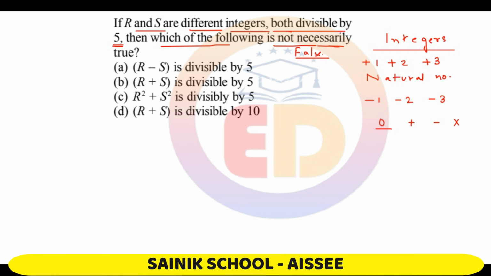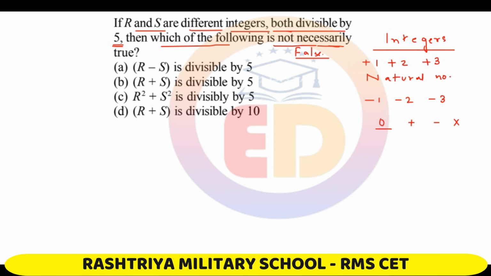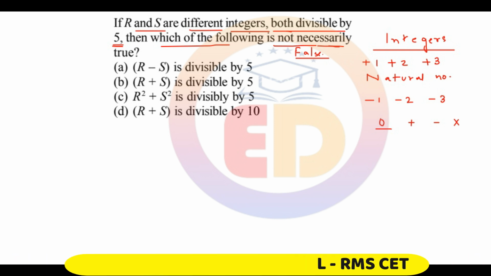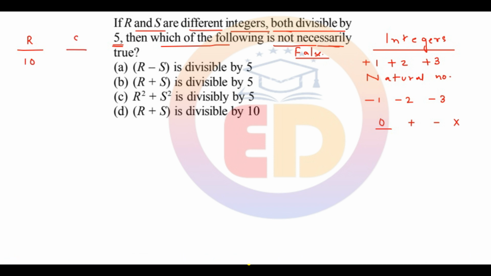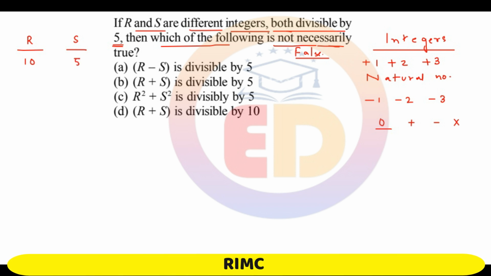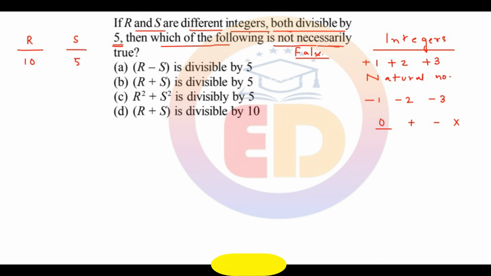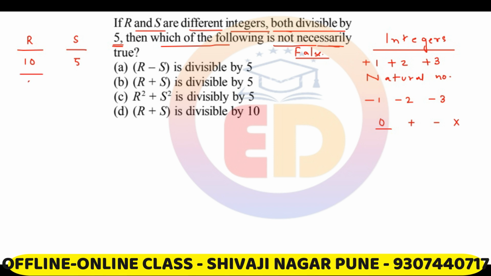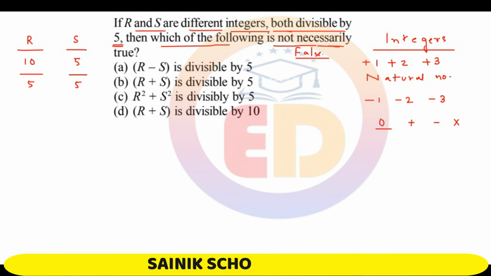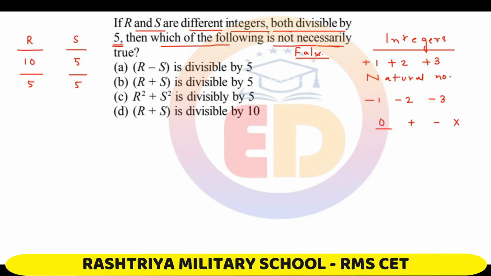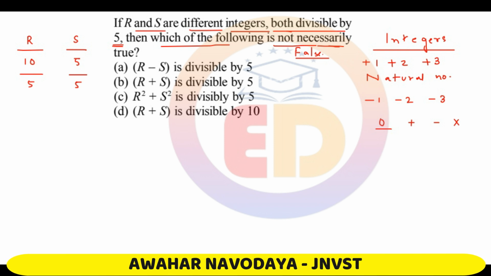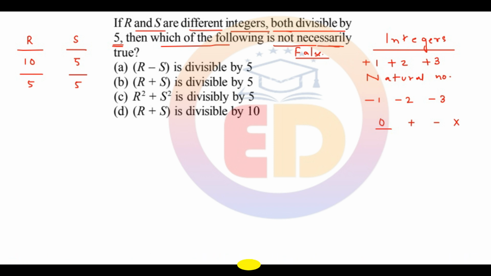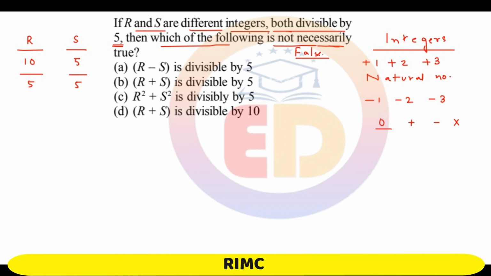Now the question says that R and S are different integers, both divisible by 5. Let's take two examples. Let's take R as 10 and S as 5. Now why have I taken R as 10 and S as 5? Because both 10 and 5 are divisible by 5, and that is our condition, that R and S are different integers, both divisible by 5. Understand the language and be ready to learn such kind of language for the exam. So let us take R and S, two different integers which both are divisible by 5.